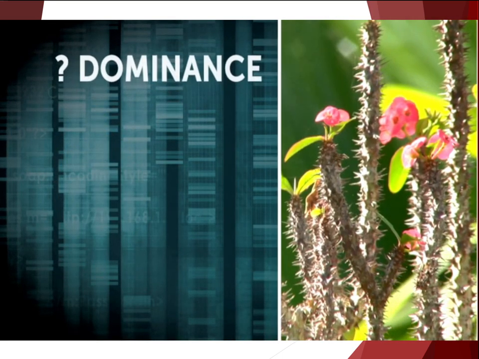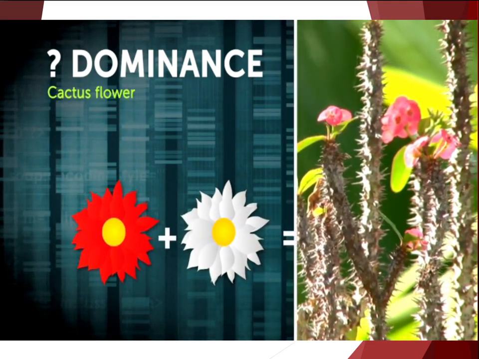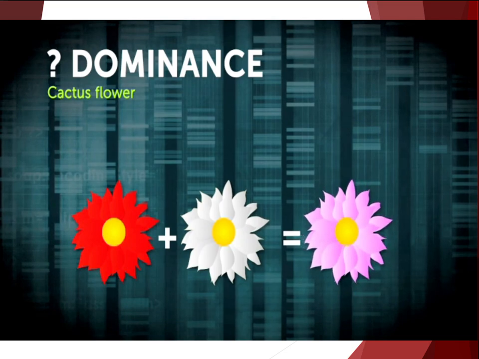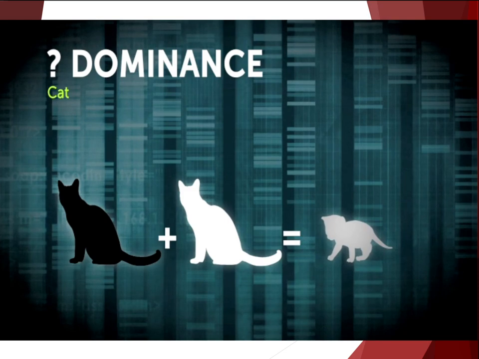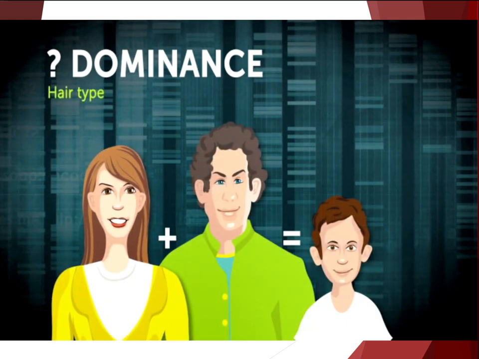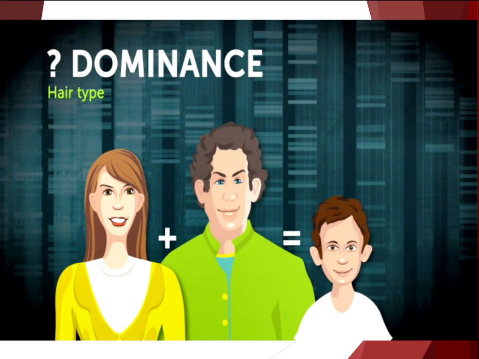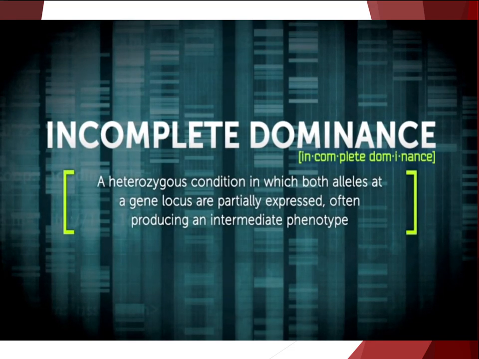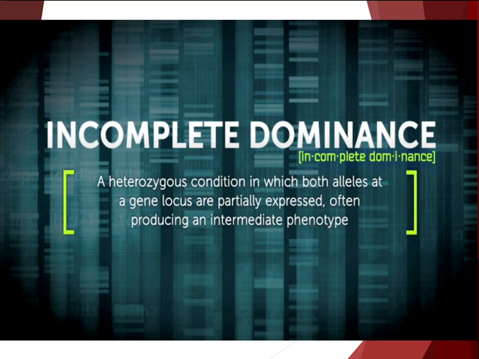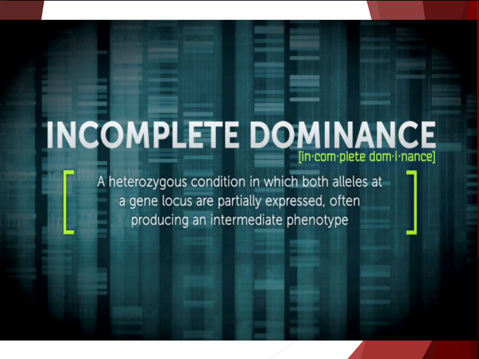But what happens in a situation like this, when a red flower and a white flower produce an offspring flower that is pink? Or how about a black cat and a white cat producing gray kittens? Or one parent having straight hair, the other curly, but the child has wavy hair. All three of these situations are examples of incomplete dominance. This occurs when the heterozygous combination produces a phenotype that is distinct or intermediate from the homozygous genotypes, RR and rr.